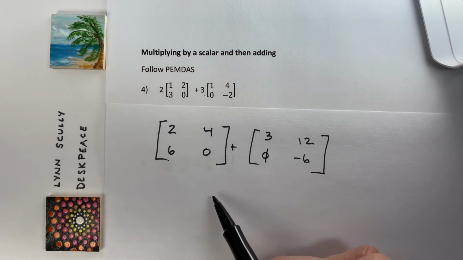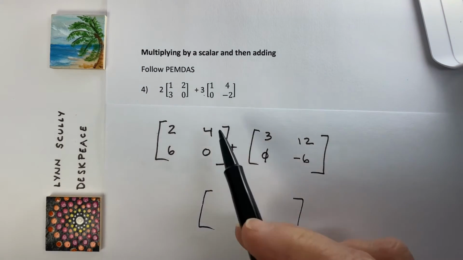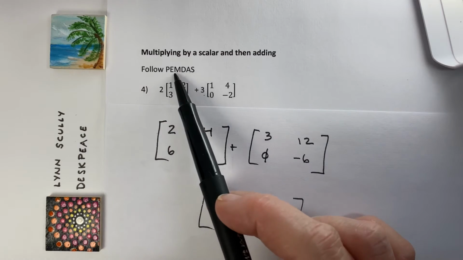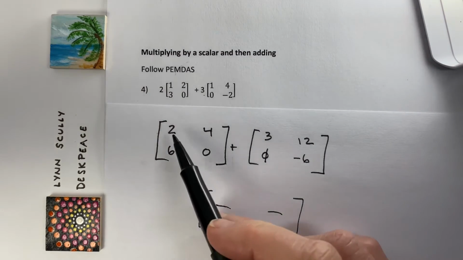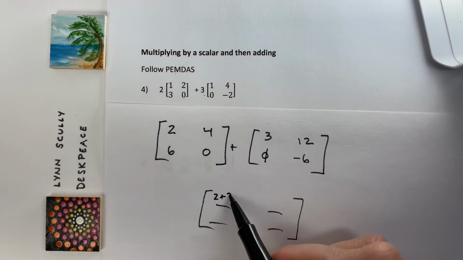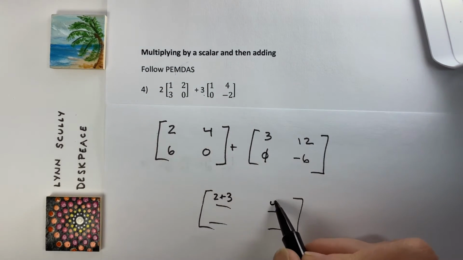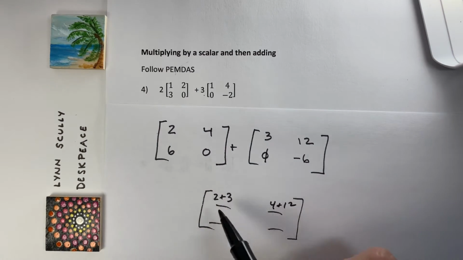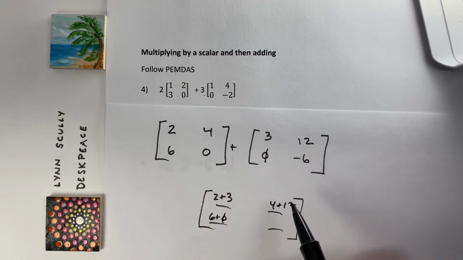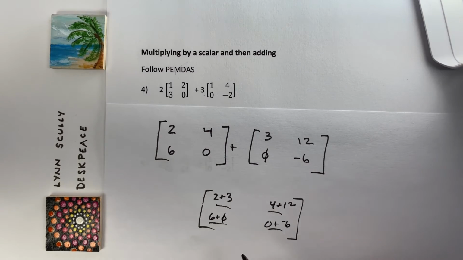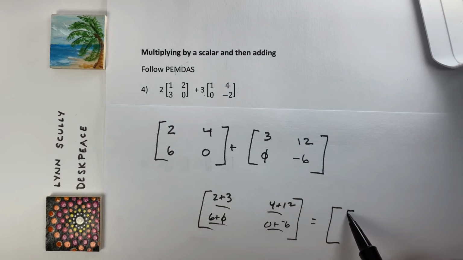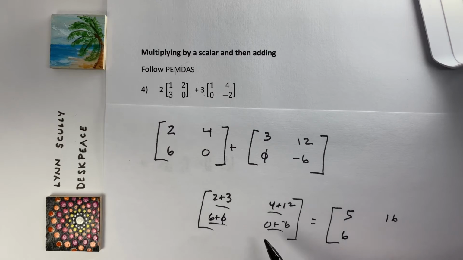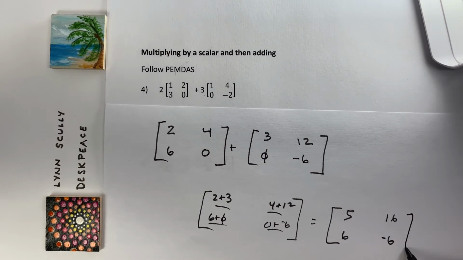Now I can just add these because I have already done my multiplication according to PEMDAS. So 1, 2, 3, 4. I could write it like this if you'd like. 2 plus 3, 4 plus 12, 6 plus 0, 0 plus negative 6. And then perform the arithmetic right here. 2 plus 3 is 5, 4 plus 12 is 16. 6 plus 0 is 6, 0 plus negative 6 is negative 6.